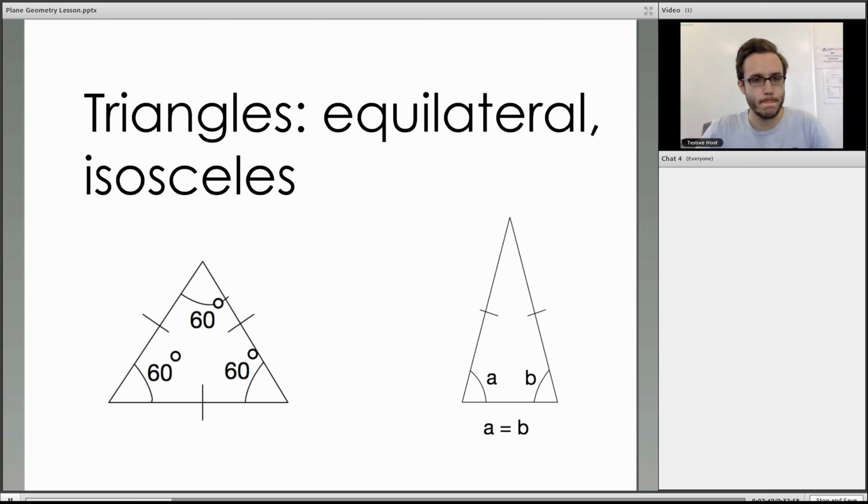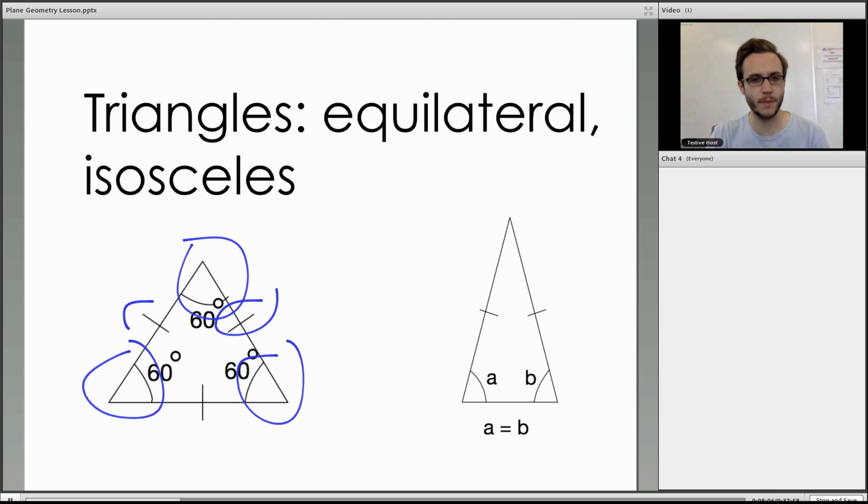So here's a couple kinds of triangle here. We have an equilateral triangle and an isosceles triangle. You probably already know what the difference is, but even if you didn't, you could figure it out just from this picture. An equilateral triangle, we can see these marks here. They show that all three angles here are identical, and all three of these sides are the same length.